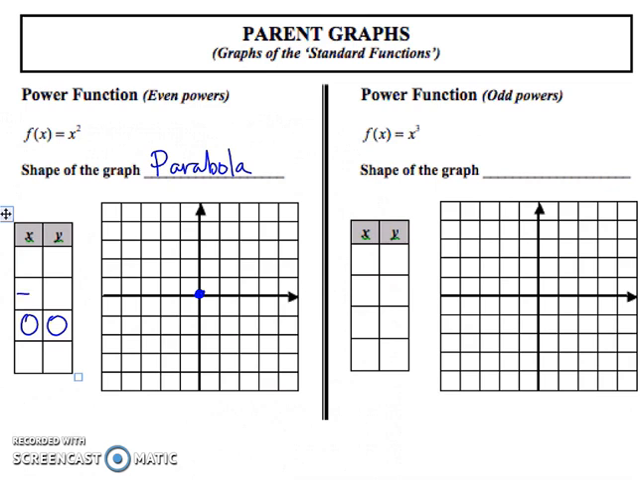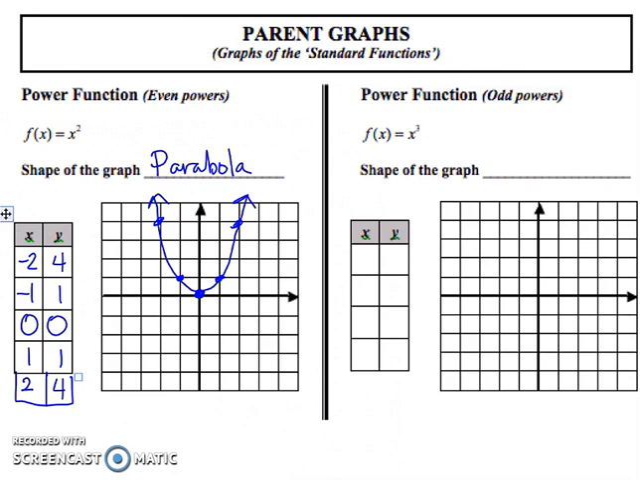So if we were to plug in -1, we would get +1. If we were to plug in +1, we'd get +1. If we plug in -2, we get +4. And if we plug in +2, we get +4. So if I quickly graph these points, my parabola is going to look like this. And that's what we would call the parent graph of x squared.